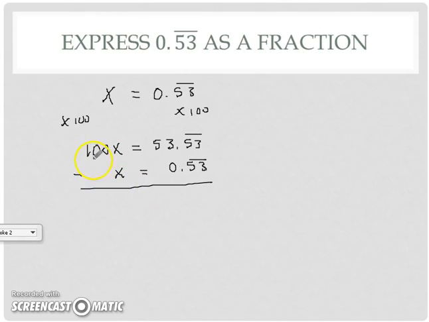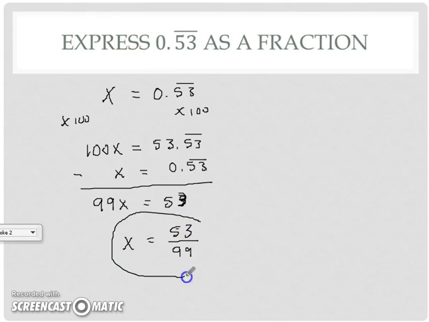and then you end up with 100x minus x, you have 99x, and then these two repeating chunks subtract off, so it equals 53. This then becomes the fraction, oops, I wrote that wrong, 53, not 55. It becomes the fraction 53/99. And if you check it on your calculator, it should match this repeating decimal.